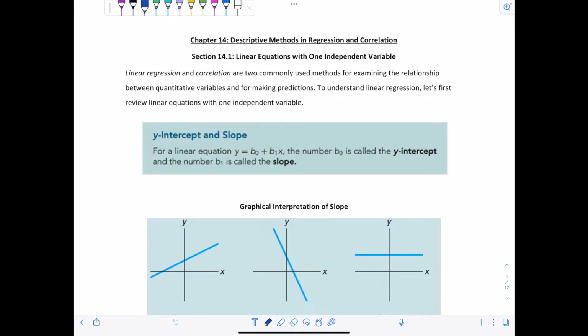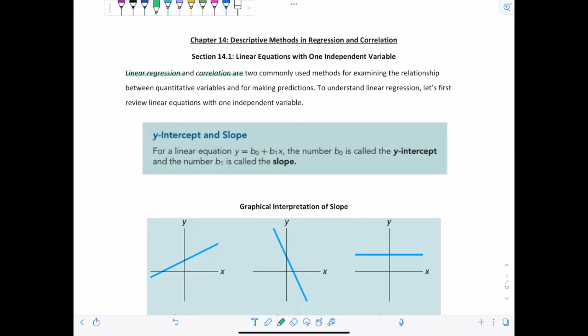In this video, we're going to go over descriptive methods in regression and correlation, chapter 14 for introductory statistics. And to start off, we're going to cover section 14.1 on linear equations with one independent variable. So linear regression and correlation are two commonly used methods for examining the relationship between quantitative, remember, numerically valued variables, and for making predictions. And to understand linear regression, we're first going to review linear equations with one independent variable.